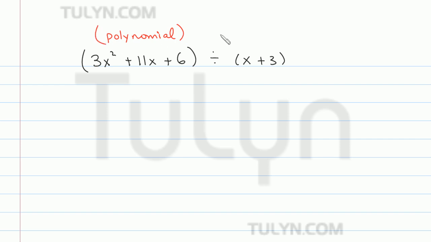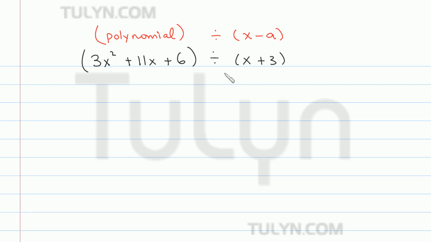Let's use synthetic division to simplify 3x squared plus 11x plus 6 divided by x plus 3. Now for synthetic division in general, you want it to be of the form a polynomial divided by a binomial of the form x minus a.